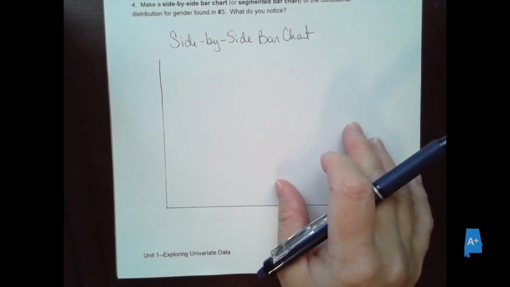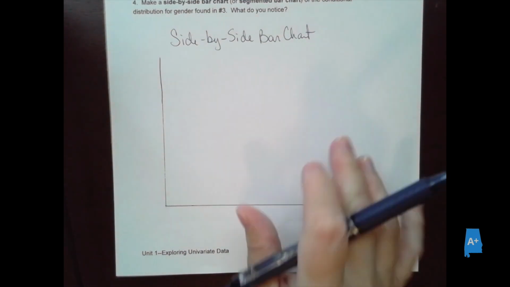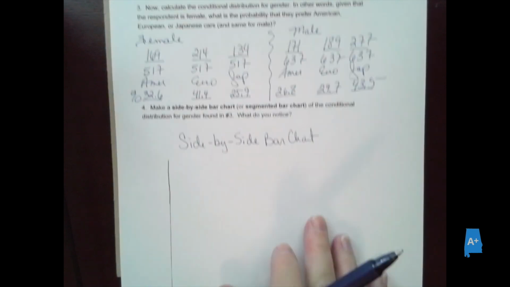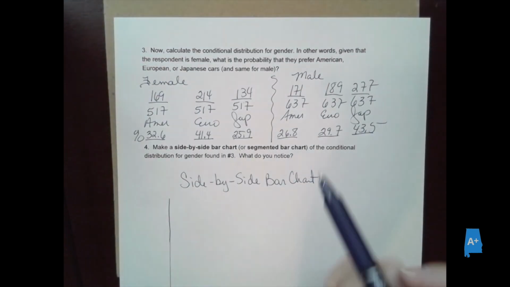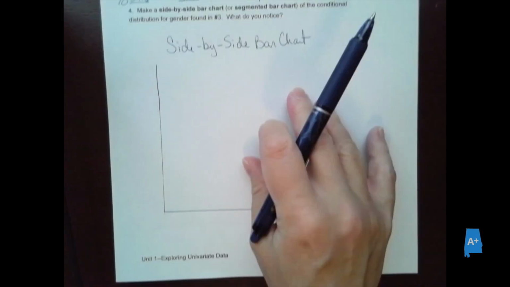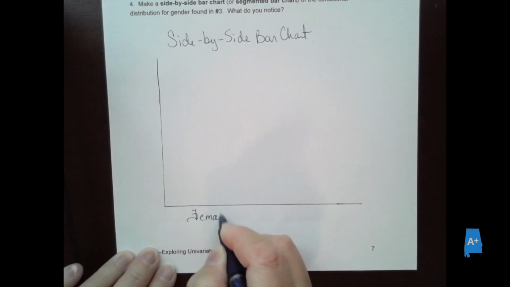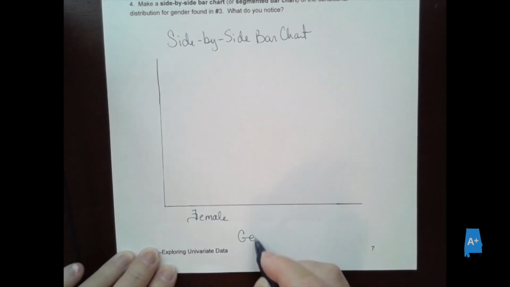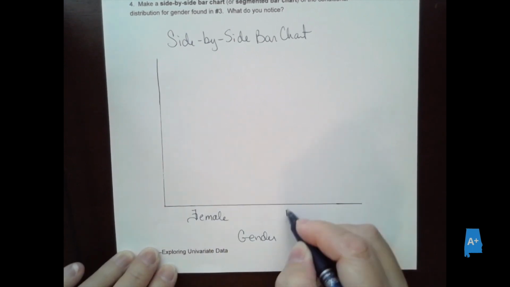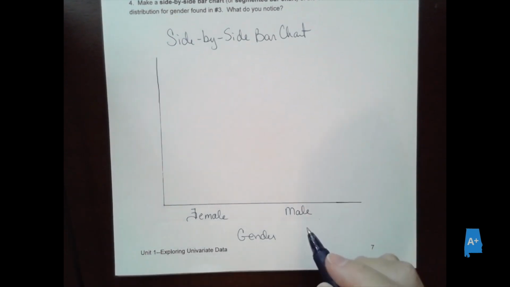How am I going to label this bar chart? Well, what are the categories up here? Well, the two categories were you female or male, right? So what we're going to do is write female and male because that is the gender or the categories. And if you are female or male, then you prefer a certain kind of car, and that is the percentages we're going to put on here.